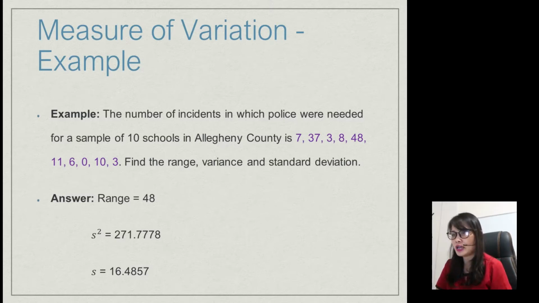Get your calculator and solve for the sample variance. Just get the summation of everything and then divide it by n minus 1. Why is it n minus 1? Because we're talking about a sample. Meaning, when we say sample, that's a part of the whole. So that would be n minus 1. Very basic. So what's your sample variance? Is it 271.78?